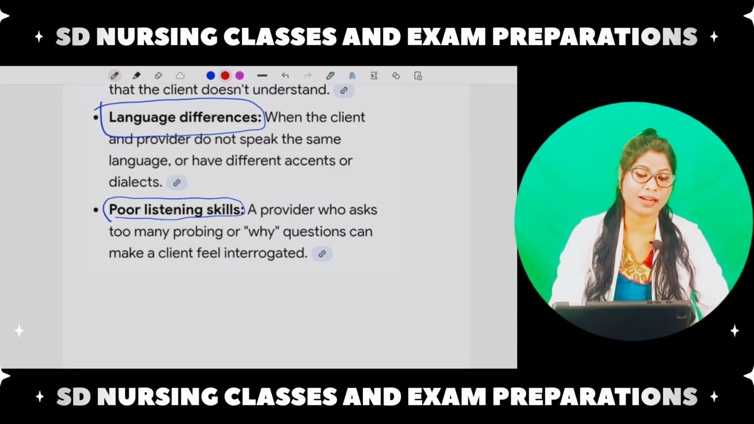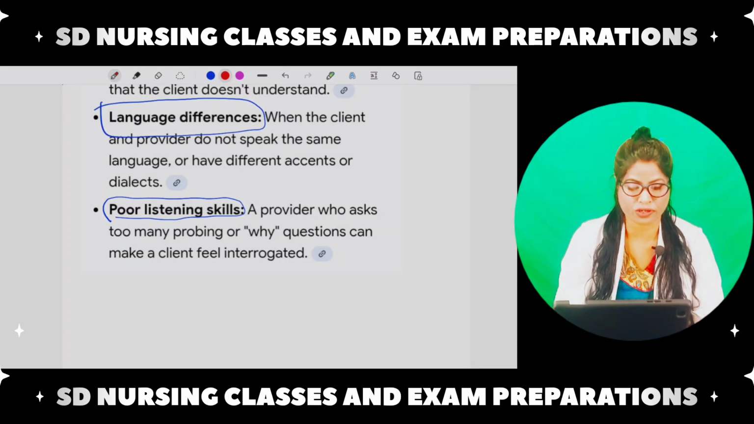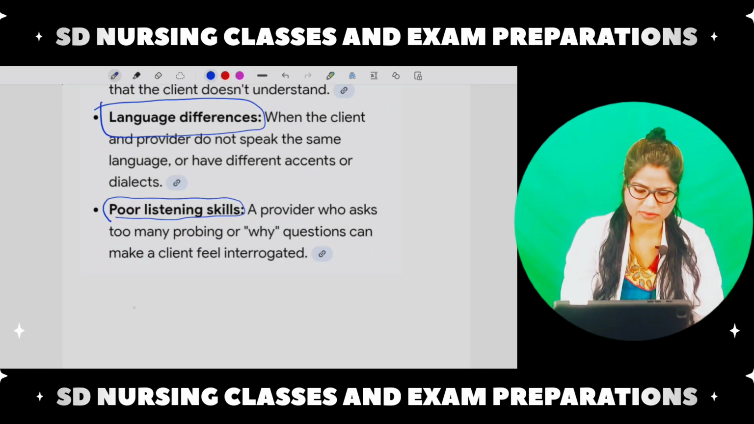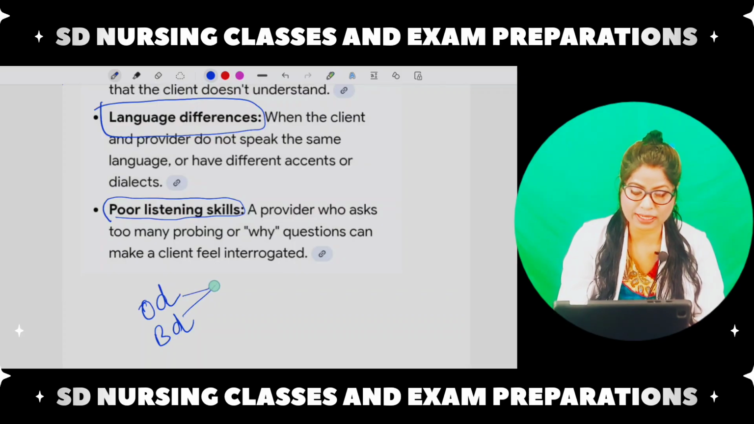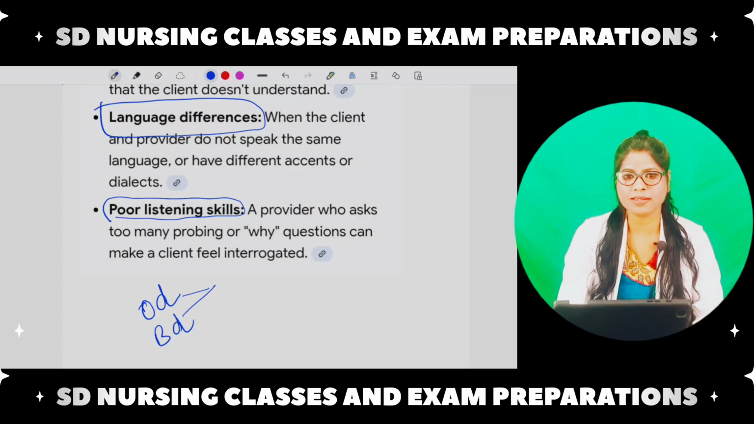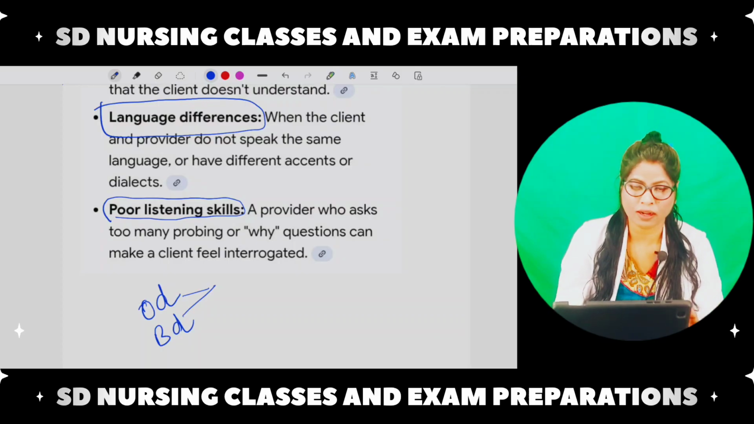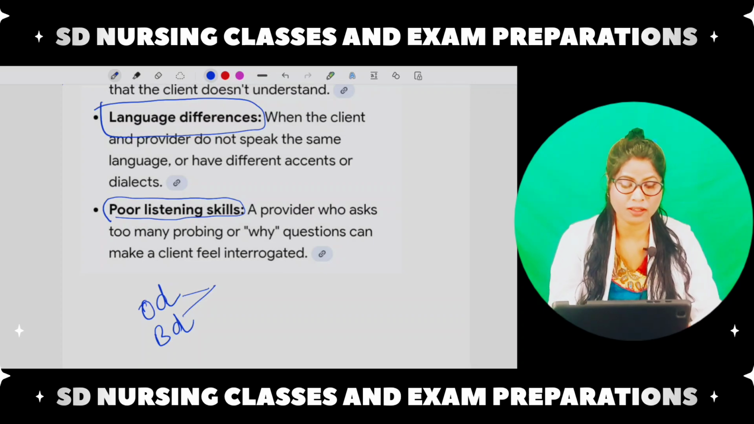What do you mean by all these? First we will see jargon. Jargon means words which we use for our profession. Like in medical terms, we use OD, BD for medications. So this is jargon. Even other people, like in the IT sector, engineers, have their own technical terms that they use. So this is jargon. We should not use this type of thing for the patient, client.